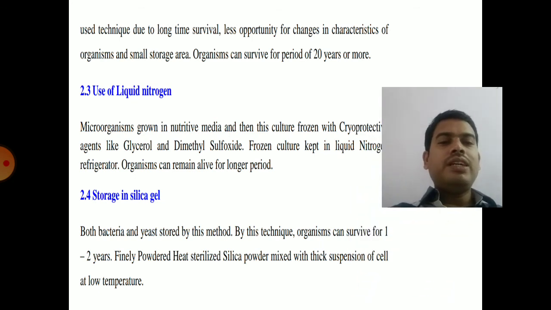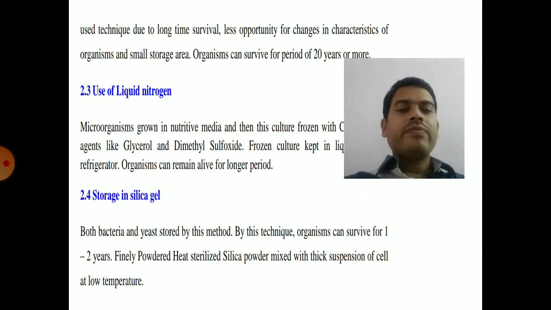The other method is storage in silica gel. Sterile silica powder is used. You mix your bacterial species to be stored in sterile silica powder and freeze it at low temperatures. With this method you can maintain the cultures up to 2 years.